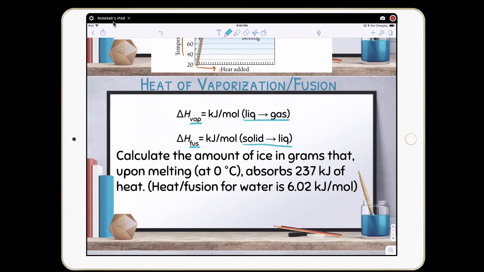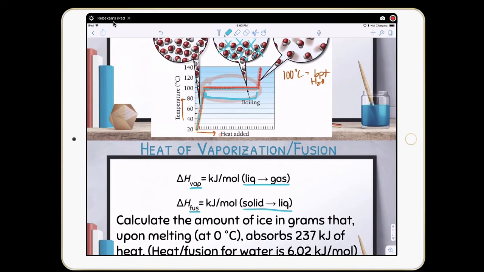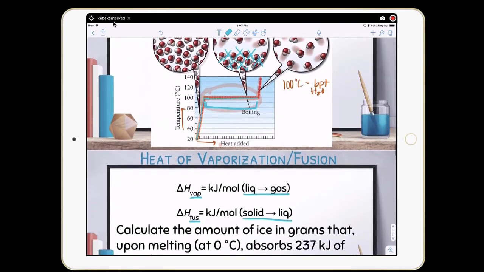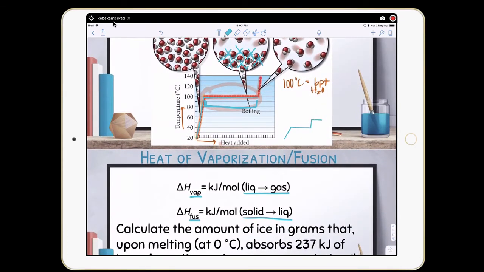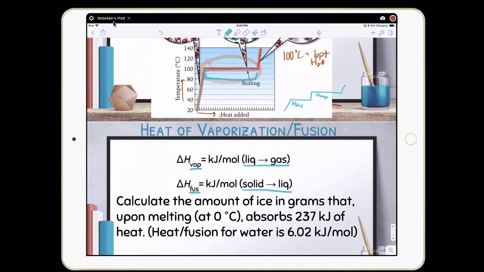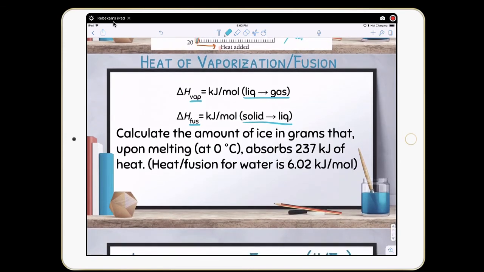So if you look at a heating curve of full, like solid to gas water, it'll look like this. You'll have two places. This is your heat of fusion. This is your heat of vaporization, where you're flat. This is where you're breaking apart these interactions between molecules.